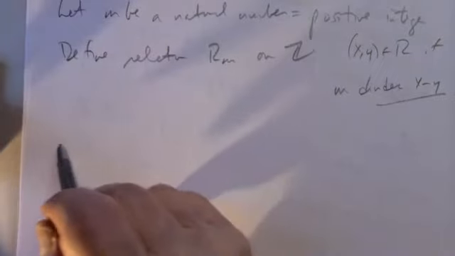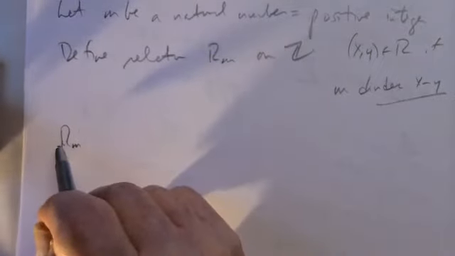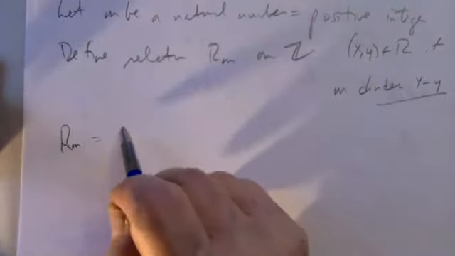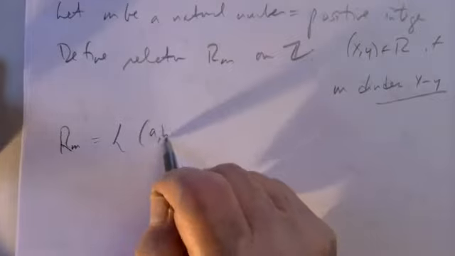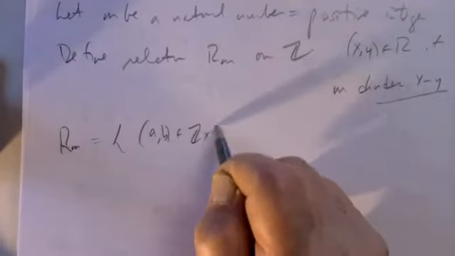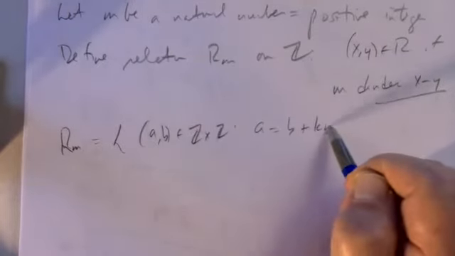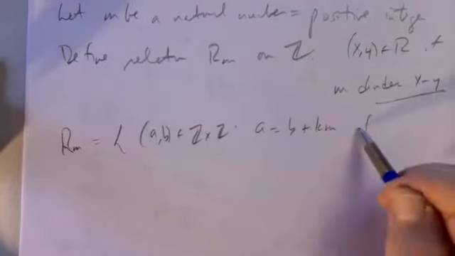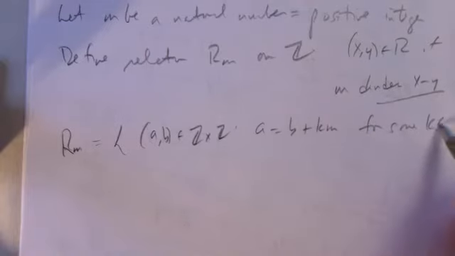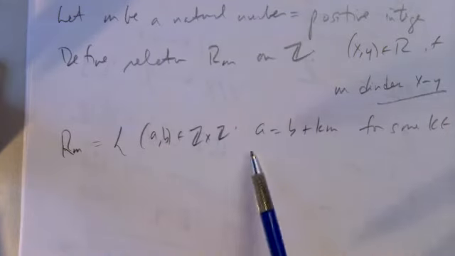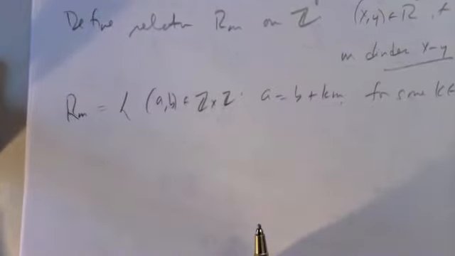Or another way to say that, this is the formula that you find in the book on page 10. R sub M, this relation, is the set of all pairs A, B in Z cross Z, such that A is B plus KM for some K in Z. This is just another way of saying M divides A minus B. So I claim this is an equivalence relation.